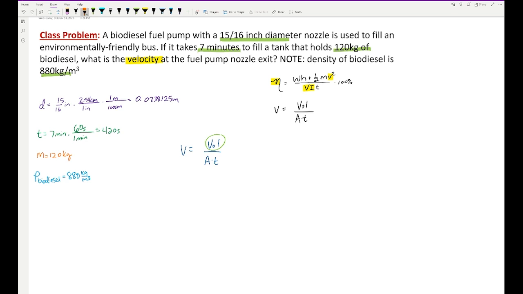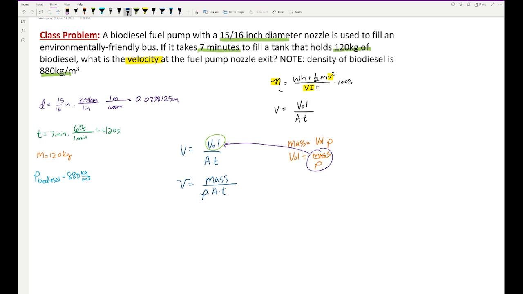If you recall in the previous presentation when we introduced the concept of pump efficiency, we said that mass is equal to volume times density. So we can rearrange for volume to see that mass divided by density is equal to volume. So here, where we have volume in our equation, we can replace it with mass divided by density. So I'll rewrite our velocity equation to say mass divided by density times area times time will give me velocity.